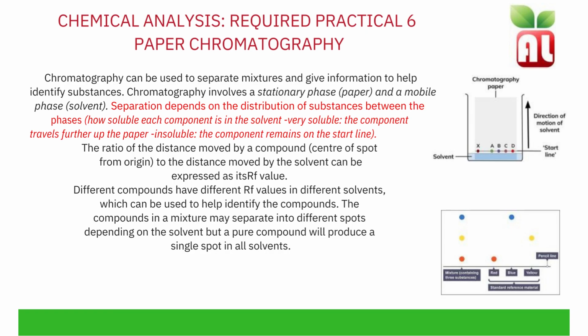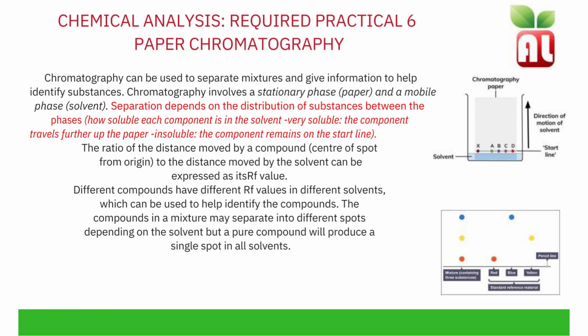Chromatography involves a stationary phase, typically paper, and a mobile phase, a solvent. Separation depends on the distribution of substances between the phases, i.e., how soluble each component is in the solvent. If the substance is very soluble, the component travels further up the paper. If the substance is insoluble, the component remains on the start line.